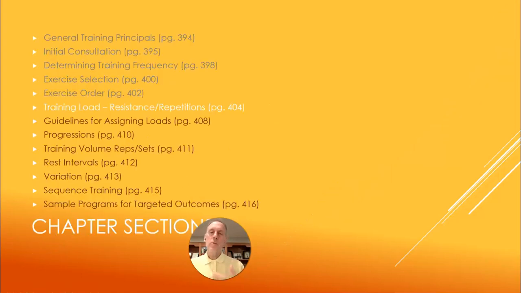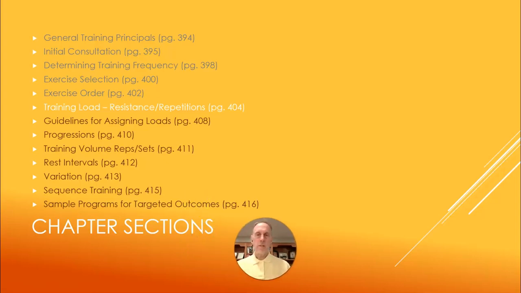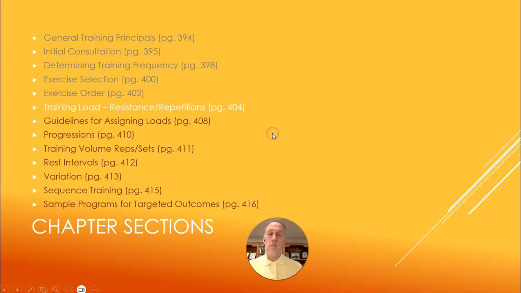There we go. All right, so with this, we've gone through this list. We're making our way down. We already hit exercise selection and order. Now we're in training load. This is on page 404. This whole presentation is going to be on resistance and repetitions. So it's going to be 11 slides of that content. So here we go.